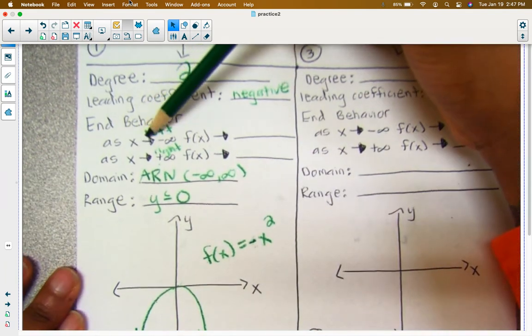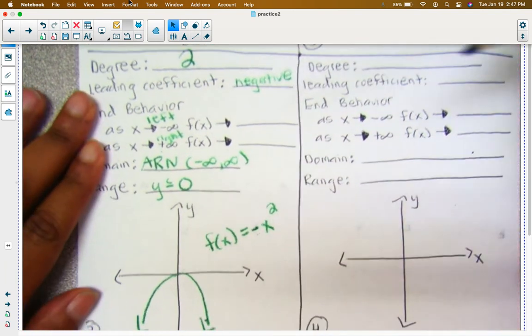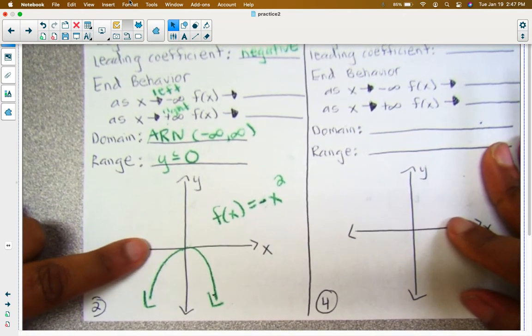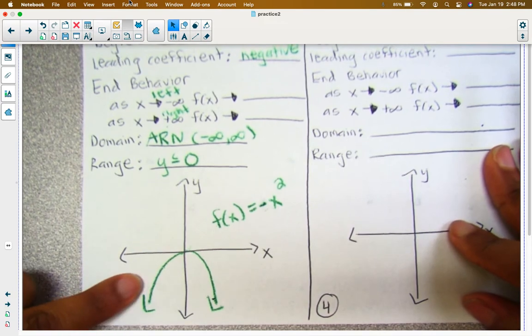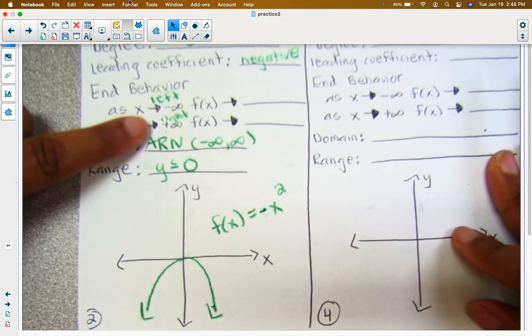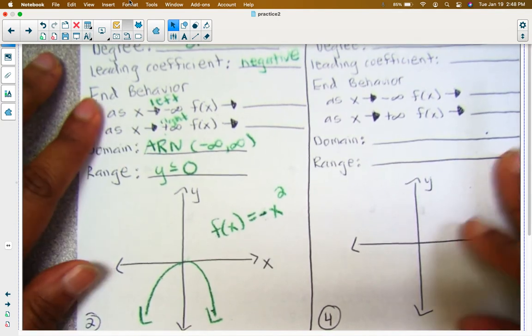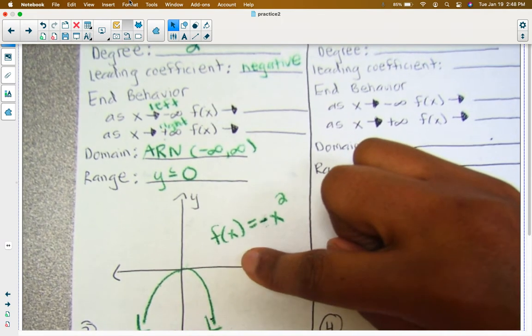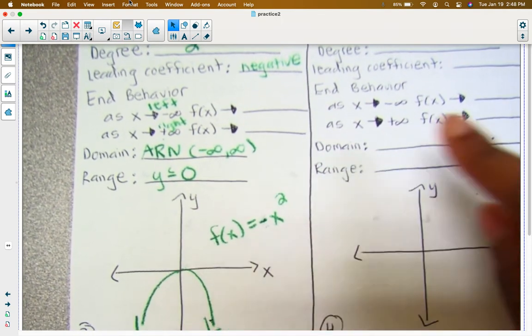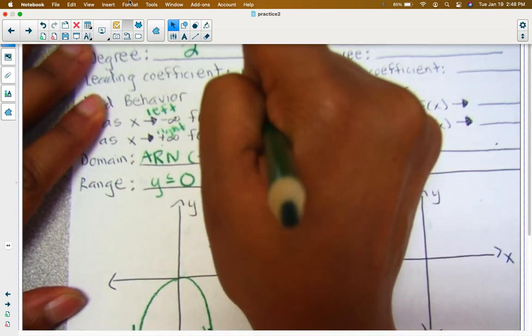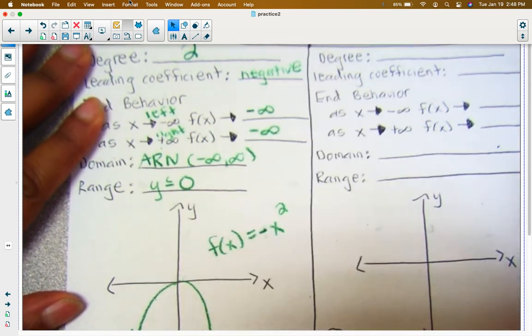As x approaches negative infinity, that's going to be down here where I'm going to point. As your x values get smaller and smaller, what's happening to your y? It's going down. The second part says as x approaches positive infinity, so as your x values get bigger and bigger on the right-hand side, what's happening to your graph? So both of these, my end behavior is going down. So it'll be negative infinity, negative infinity.